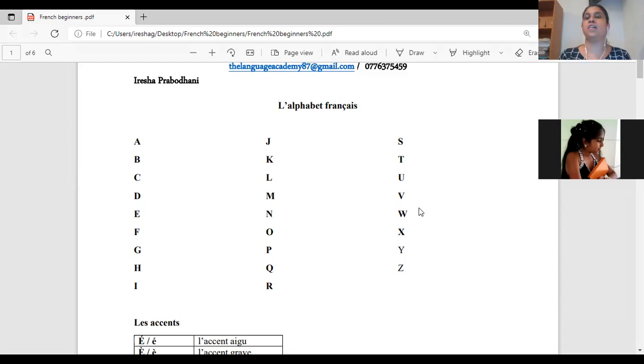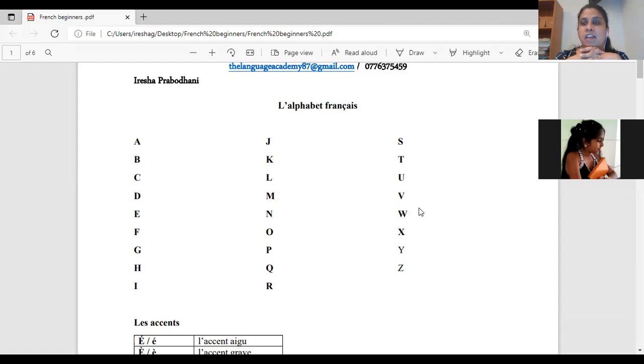And letter J is pronounced as G. That changes. G and J sounds change. So letter J is G. K is ka. L, M, N, O, those are similar to the English language. And P is pronounced as P. G, K, L, M, N, O, P. Q, it's not Q.